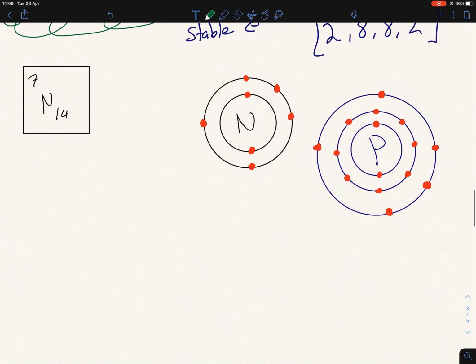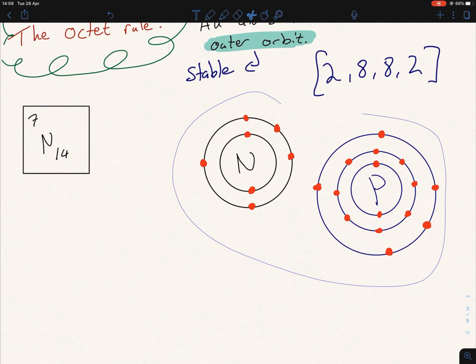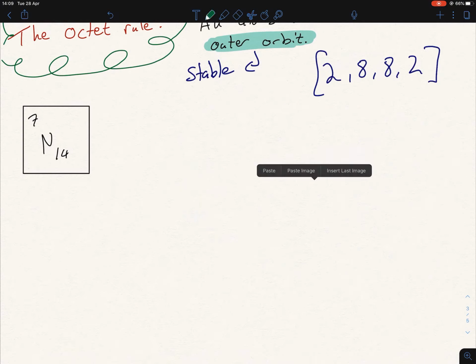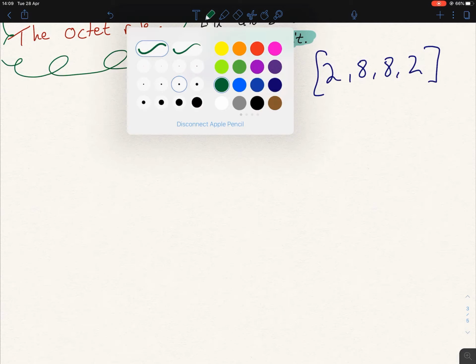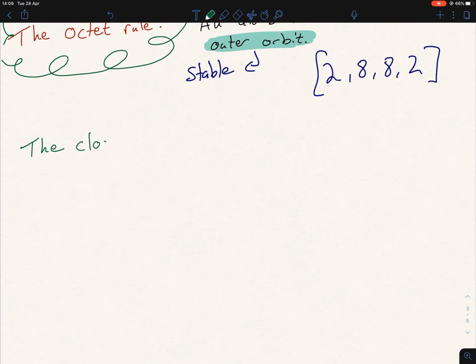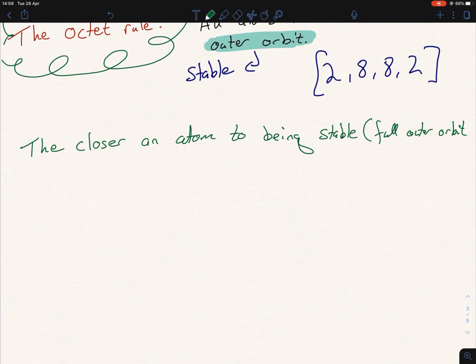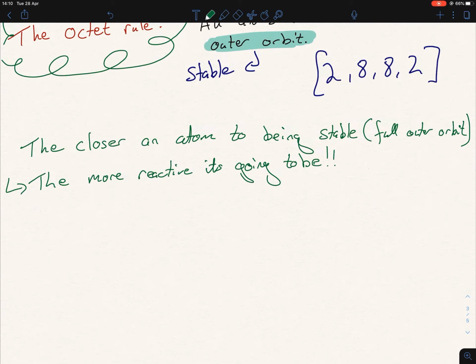I'm going to actually write that down over here. And we'll get rid of these there now. So, note, here we go again. The closer an atom is to being stable, (brackets) full outer orbit, the more reactive it's going to be. Okay, so the closer an atom is to becoming stable, the full outer orbit, the more reactive it's going to be. Let's go back up to the periodic table.